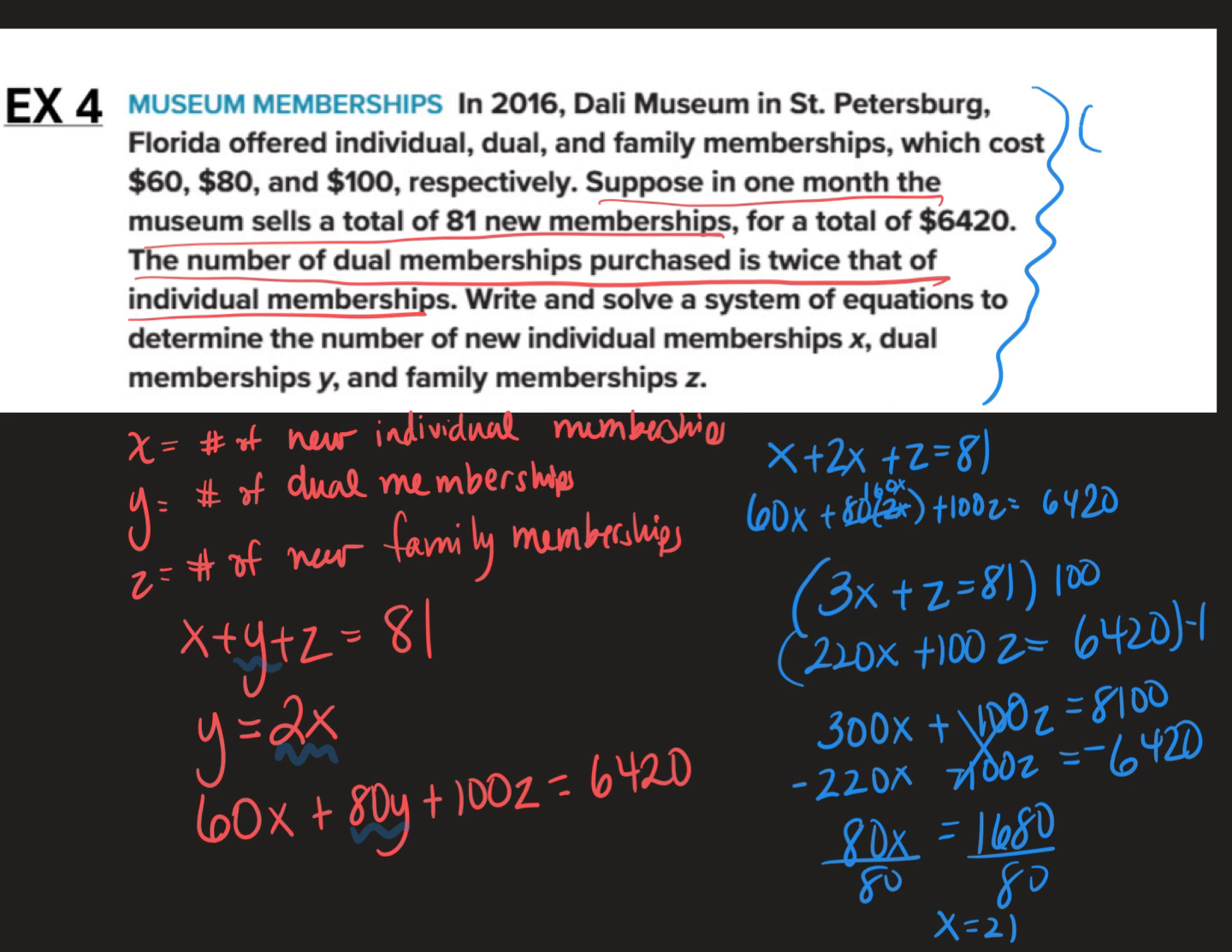Okay, so I'm going to put the ordered triple up here. 21 goes here. I know y equals 2 times x. So y equals 2 times 21, which is 42. And then I know 21 plus 42 plus z equals 81. And that is what, 63 plus z equals 81. Whoops, and I wrote 18. Subtract 63. So z is going to equal 18.